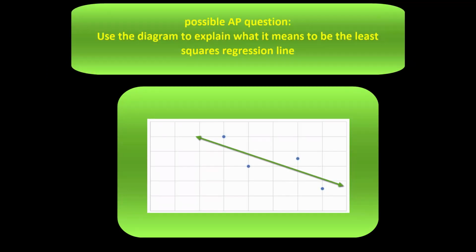Suppose you were given 4 points on a scatter plot along with the least squares regression line for the 4 points. Use the diagram to explain what it means to be the least squares regression line.